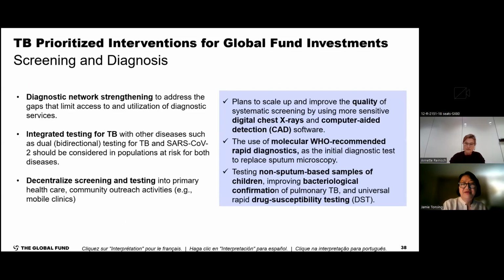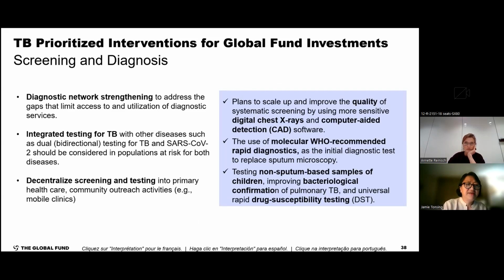So the next couple of slides I'll be speaking to what are the priority interventions for Global Fund investment. And these are very much like HIV. These are impactful interventions that are recommended by the Global Fund and by its technical partners. And the first set of slides focuses on screening and diagnosis.